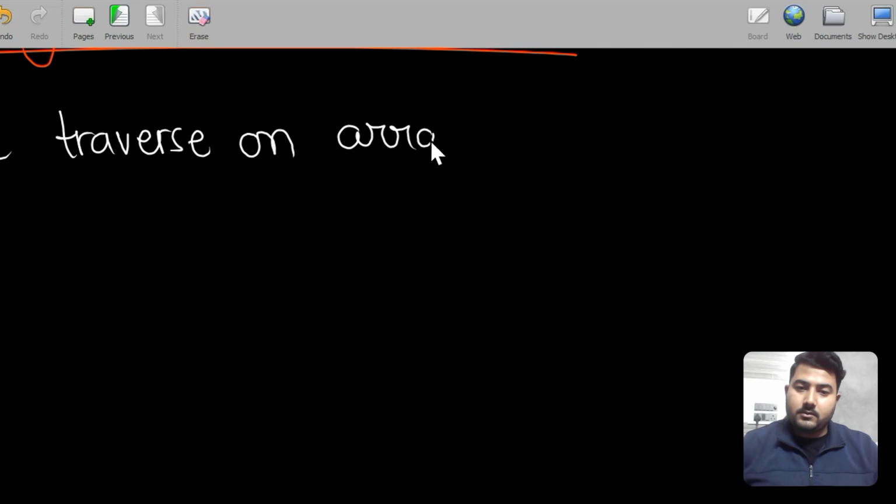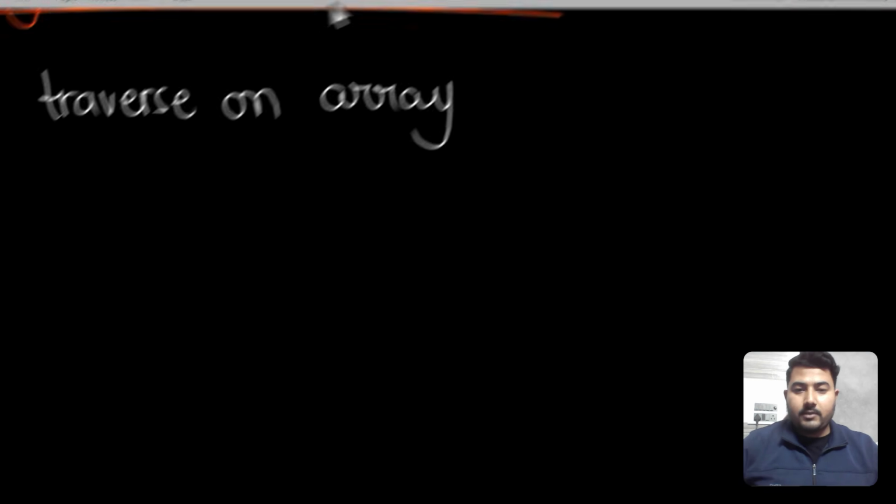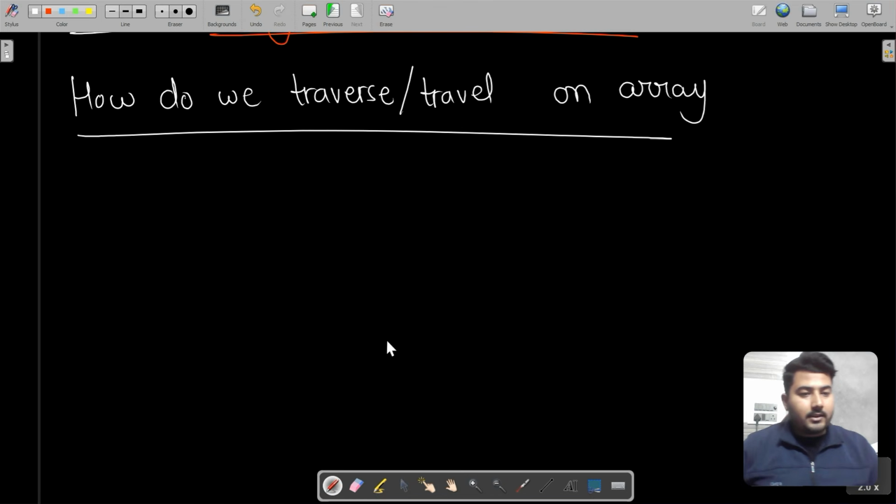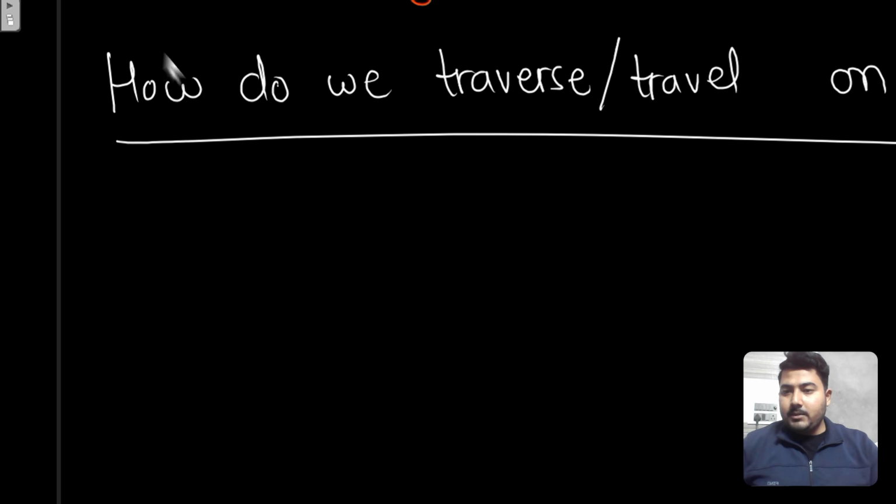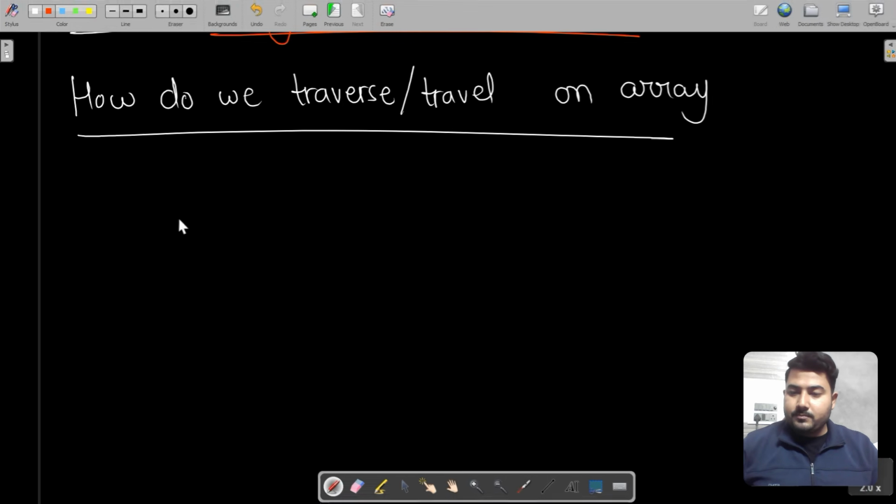How do we traverse on an array, or you can say travel? Both are the same only. How do we travel on the array? Right now, let's simply travel on the array and print all the elements. Let's just try to do that. Let me explain this first of all.